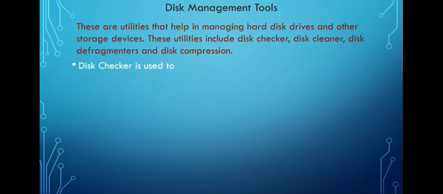First one is disk checker. Disk checker is used to scan and fix errors found in disk, corrupt files or folders. So disk checker helps to fix errors found in the hard disk or any other storage device and finds out the corrupt files or folders.